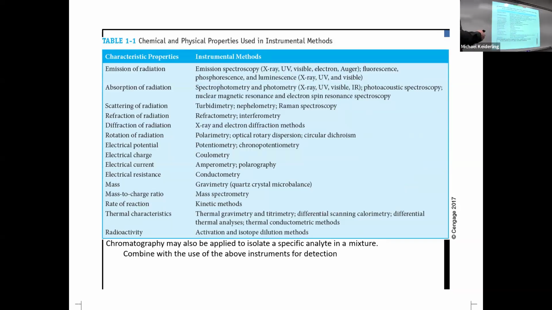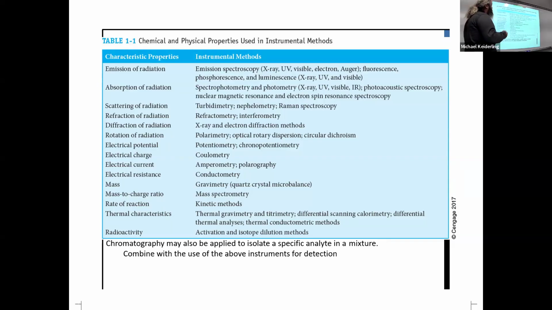So, emission of radiation is things like emission spectroscopy, stuff like X-ray or UV visible electron or Auger spectroscopy, fluorescence or phosphorescence and luminescence studies. Using like a black light to identify things is a very simple version of that. Don't think we actually have any setups for that though. I don't know, we might be able to do something, but mostly we have absorption setups.